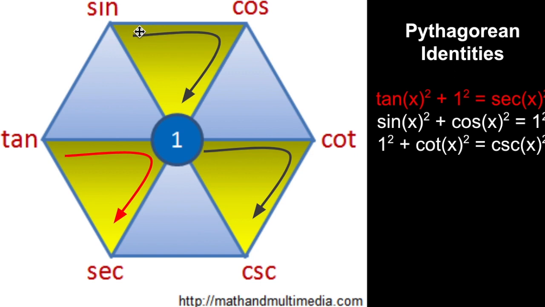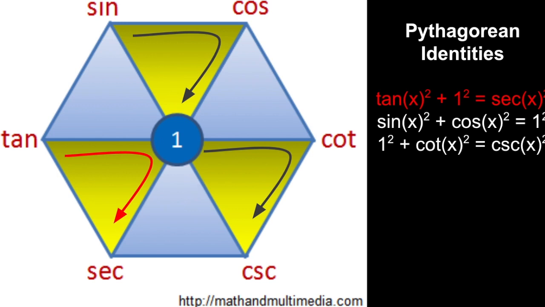The same thing goes for this one, where it goes sine of x squared plus cosine of x squared is equal to 1 squared. And again on this side you get 1 squared plus cotangent of x squared is equal to cosecant of x squared. So for the Pythagorean identities, you can only use these 3 arrows. You can't make your own over here, over here, or over here. You must follow it in this way.